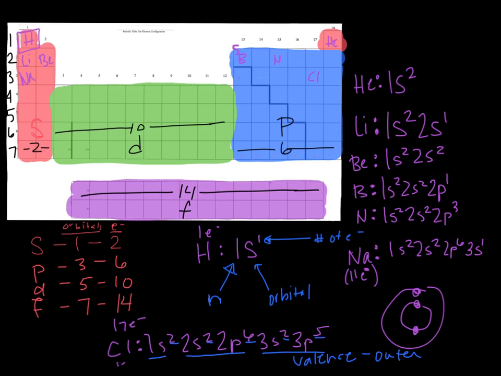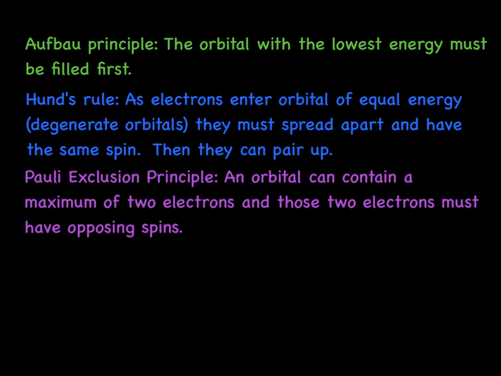Okay, so let's look at this a little differently. On the next slide, we're going to see some rules. If you do not have these rules in your notes, or you need to look at them more closely, make sure that you pause the video and record them down somewhere. All right, so the first one is the Aufbau Principle, and the Aufbau Principle states that the orbital with the lowest energy must be filled first.